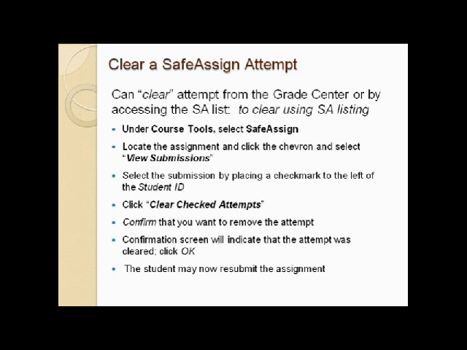Again, to actually clear a Safe Assignment attempt, you can clear it from the Grade Center, or you can do it from the Course Tools, select Safe Assign, and view under View All Submissions. Select the submission by placing a check mark to the left of the student ID, and then just selecting Clear Checked Attempt. Now, Blackboard's very much like Windows or Mac. There's more than one way to get something done. So you can either use the Grade Center or actually use the Safe Assignment under Course Tools.